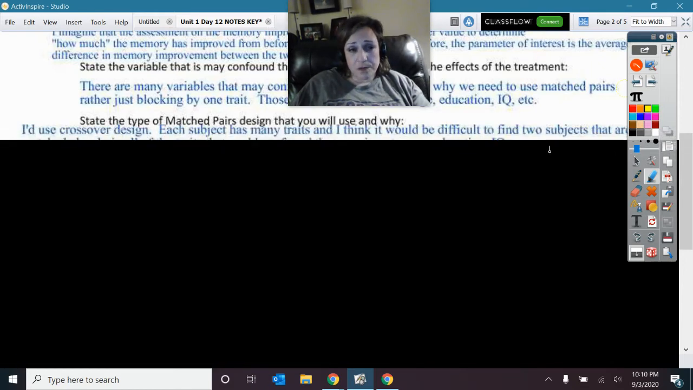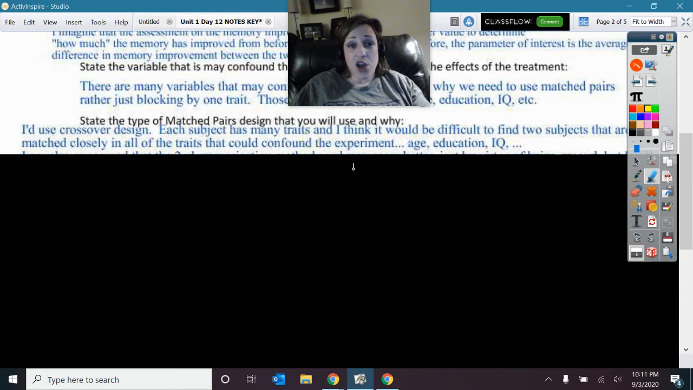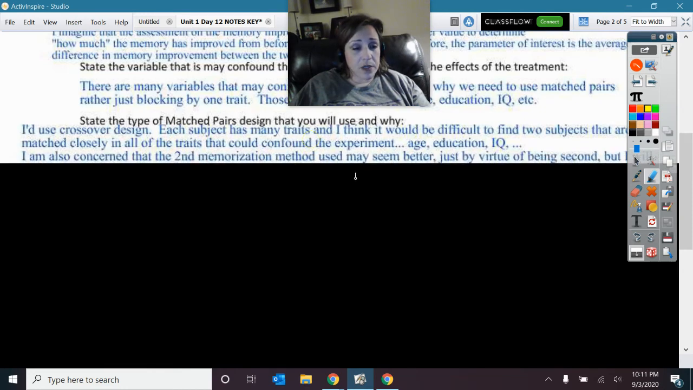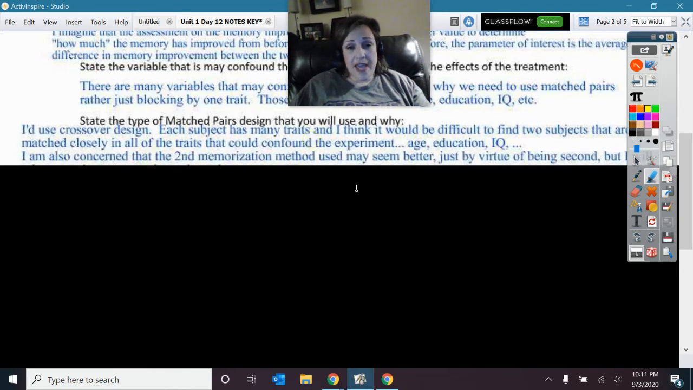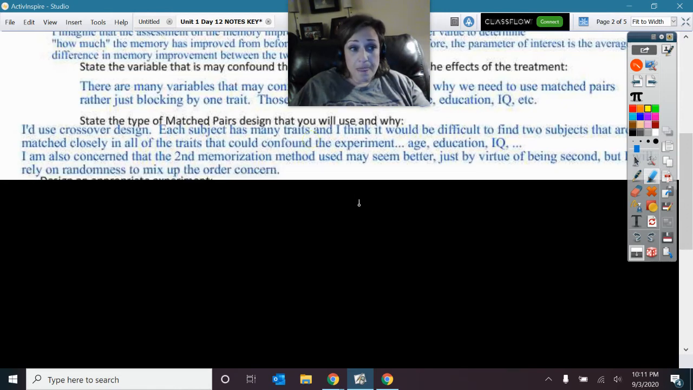I chose crossover. I'd use crossover design. Each subject has many traits, and I think it would be difficult to find two subjects that are matched closely in all of those traits that would confound the experiment, such as age, education, IQ. I'm also concerned that the second memorization method used might seem better just by virtue of it being second. So, therefore, I'm going to rely on randomness to spread my subjects evenly, so this group will do one method first, and then this group will do the other method first.